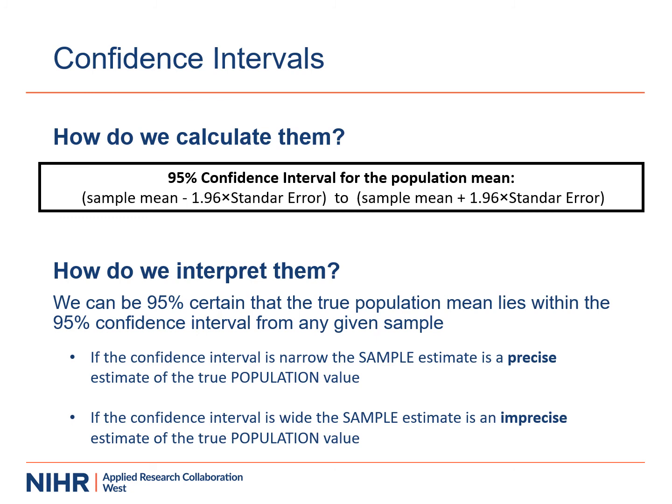So I've described how you theoretically get to a confidence interval, but this is the formula. You need your sample mean, and you need your standard error to do the calculation. And then you get this range from almost 2 times standard error on either side of the mean. So how do we interpret this? This is how you can read it. If you see a result like this presented in a paper, we can be 95% certain that the true population mean lies within a 95% confidence interval for any given sample. So if the confidence interval is narrow, the sample estimate is precise, and if the confidence interval is wide, the sample estimate is imprecise.